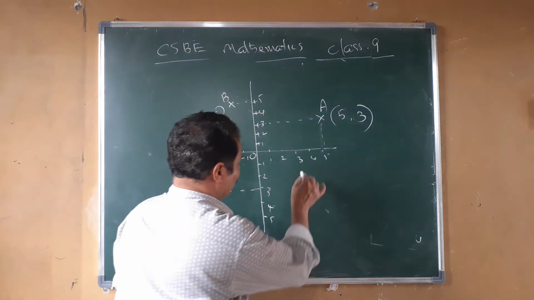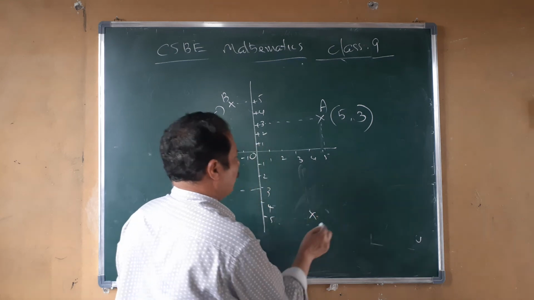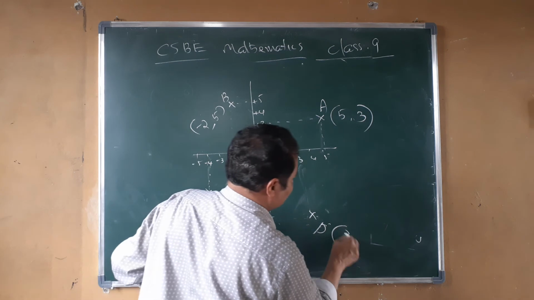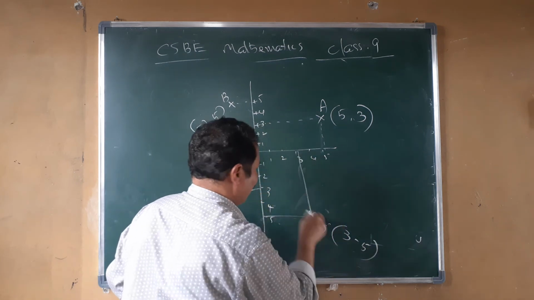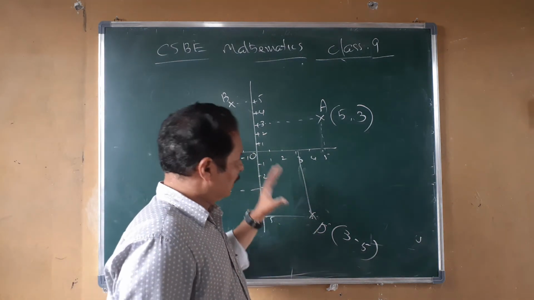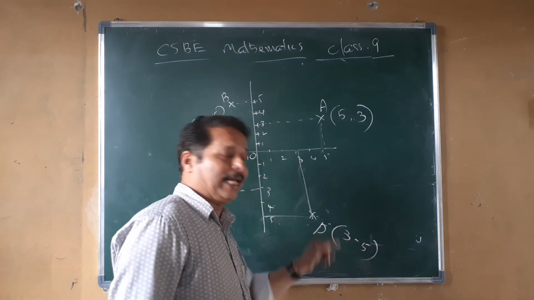And one more is given like this. Dotted lines are not given. What is the point B? So the x coordinate is 3, the y coordinate is here, minus 5. Do you understand that? Okay. Find the position of the point and find the coordinates of the points.